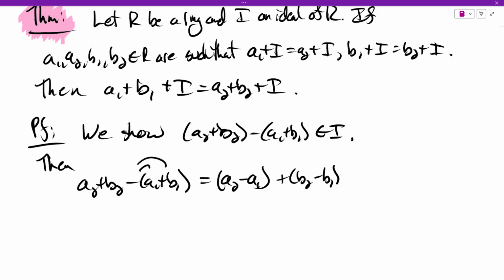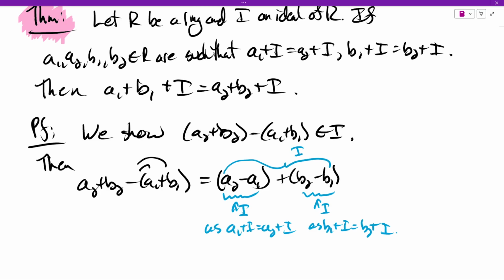But a2 minus a1, that's in I, as a1 plus I is a2 plus I. And b2 minus b1, that's also in I, as b1 plus I is b2 plus I. They are congruent modulo I. That was our hypotheses. We're using our hypotheses now. So this is a sum of two elements of I. So this is also in I, because I is an ideal. It's closed under addition. And that's the end of the theorem.